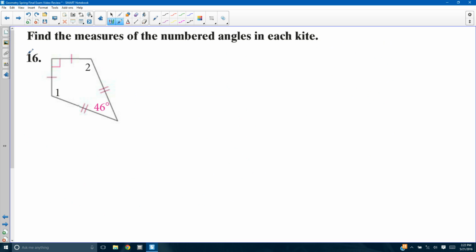Okay. This is from section 6.5. This was on kites and trapezoids, and this particular problem right here is on a kite. Find the measures of the numbered angles in each kite. So the measure of angle 1, measure of angle 2.